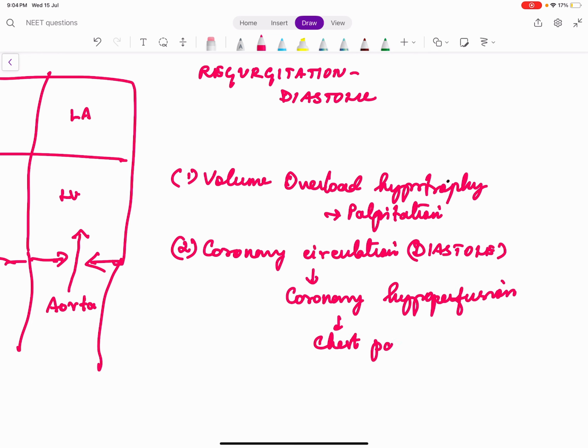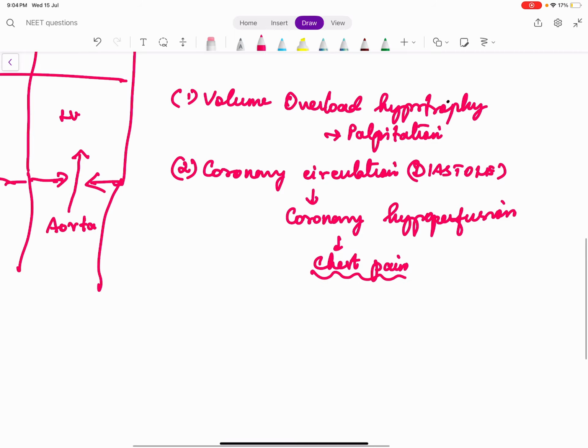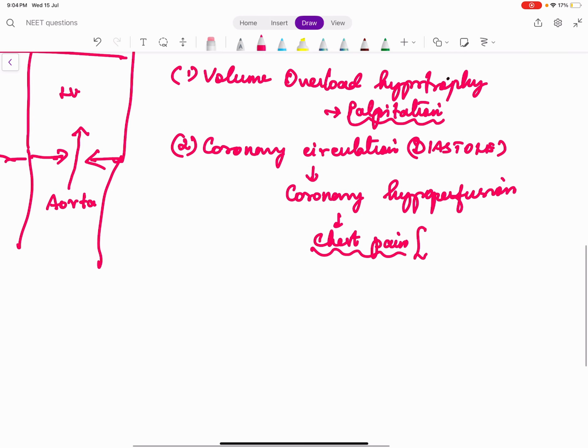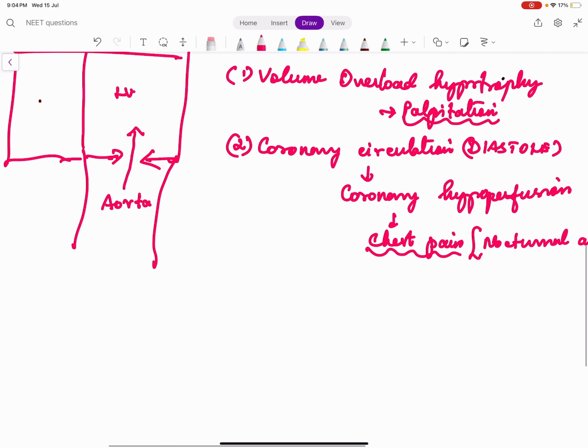So the chest pain in aortic stenosis is due to demand supply mismatch, whereas the chest pain in aortic regurgitation is due to coronary hypoperfusion. This process is more significant in the night. So it leads to nocturnal angina. Why in the night? Heart rate is low, diastolic time is more, so chest pain is also more.